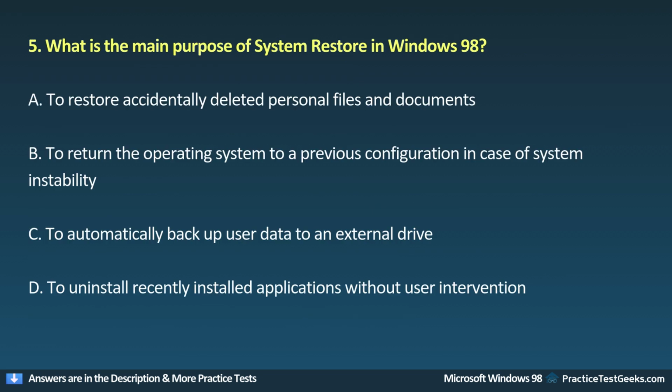5. What is the main purpose of System Restore in Windows 98? A. To restore accidentally deleted personal files and documents. B. To return the operating system to a previous configuration in case of system instability. C. To automatically back up user data to an external drive. D. To uninstall recently installed applications without user intervention.